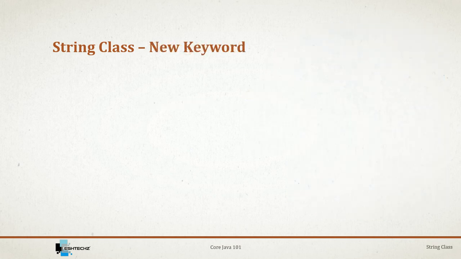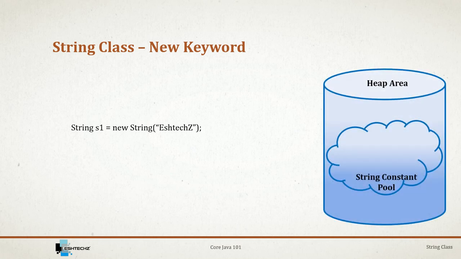Now for second type, we have new keyword. So in order to use new keyword, we need to type String s1 = new String("EshtechZ"). In this scenario, JVM will directly go to the heap area. Now this is the special case wherein we have used new keyword. So this time JVM won't go to the string constant pool. It will directly go to the heap area and it will create an object outside string constant pool. And it will assign the reference back to the object. So this is when we have used new keyword.